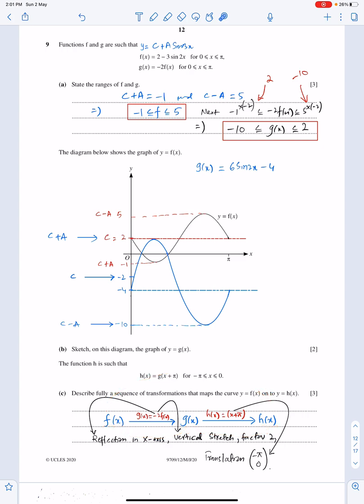So you just need to explain these transformations. This negative sign means reflection in the x-axis. This 2 means vertical stretch factor 2, and this plus pi means translation minus pi 0. So first reflection in x-axis, followed by vertical stretch factor 2, and then followed by translation vector minus pi 0.